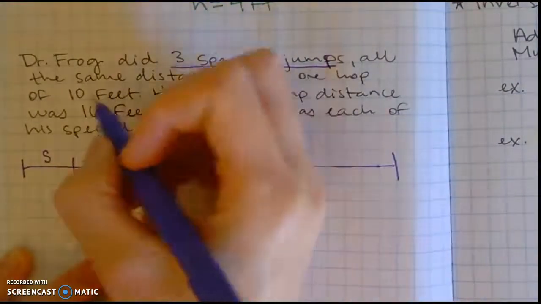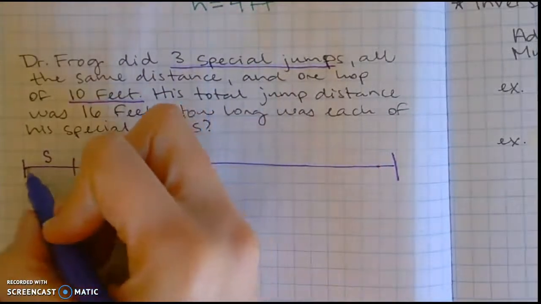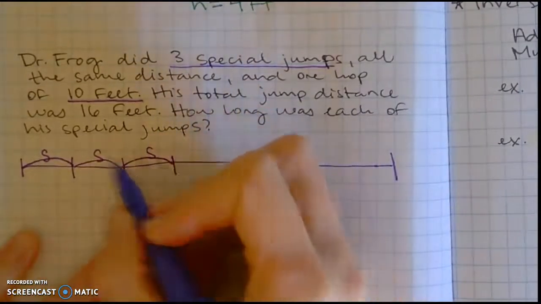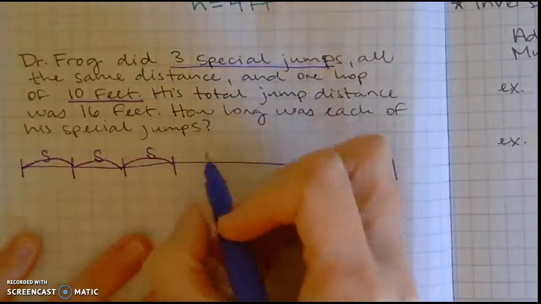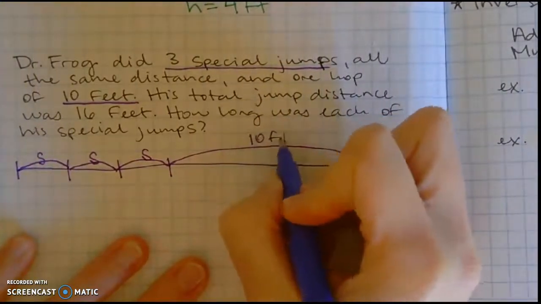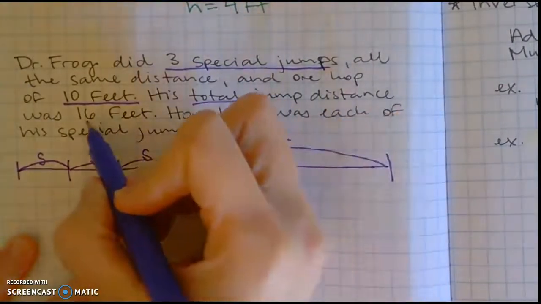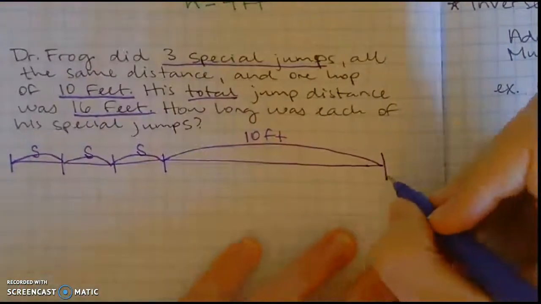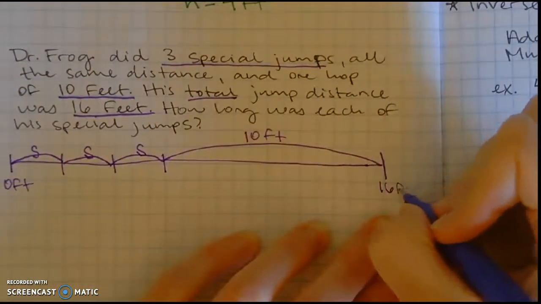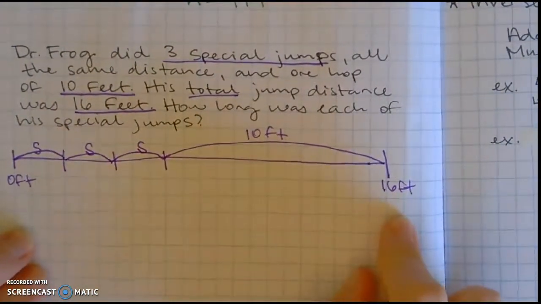And then I know that he has 1 hop of 10 feet. So this jump, oops, I should have done jumps here. Jump, jump, jump. So those are all s. And then he had 1 jump that was 10 feet. Okay, and his total jump distance was 16 feet. So I know from 0 to the end was 16 feet.